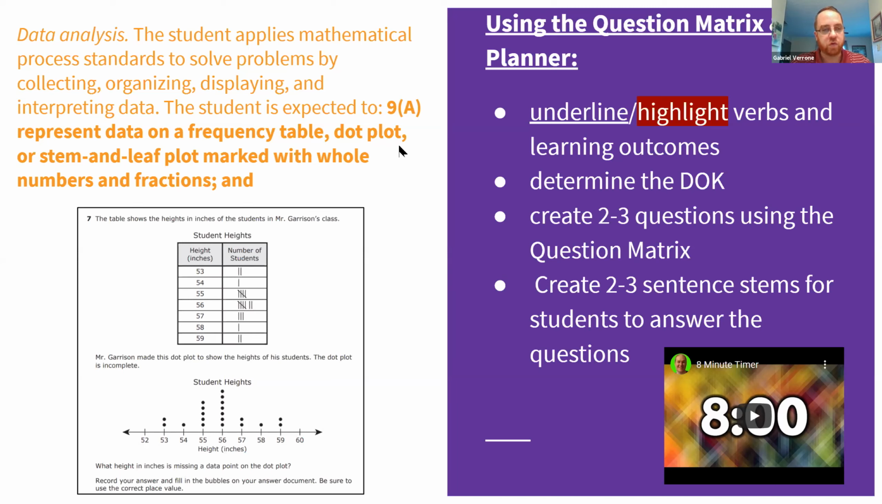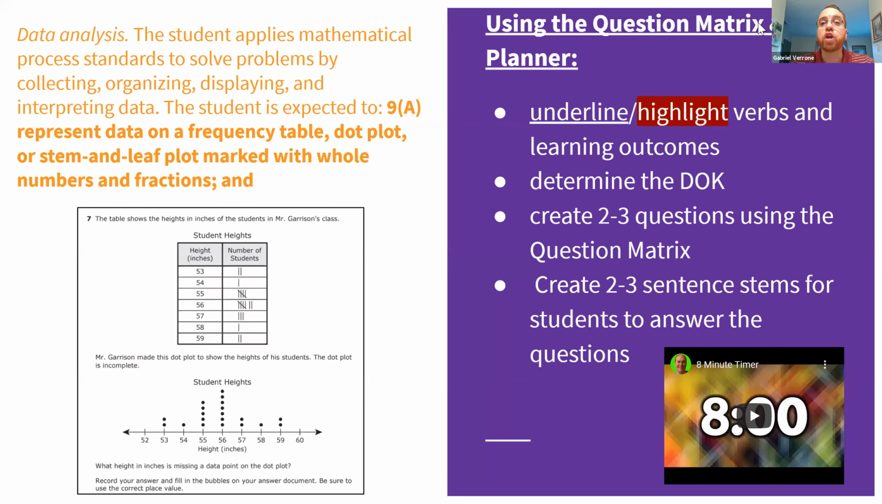Represent data on a frequency table, dot plot, or stem and leaf plot marked with whole numbers and fractions. Now, what I would recommend here is, because I did not make a copy of this, that's my bad, I wasn't thinking, somebody snap a picture of it, or all of you snap a picture of this part of the screen, so you can look at that, right?